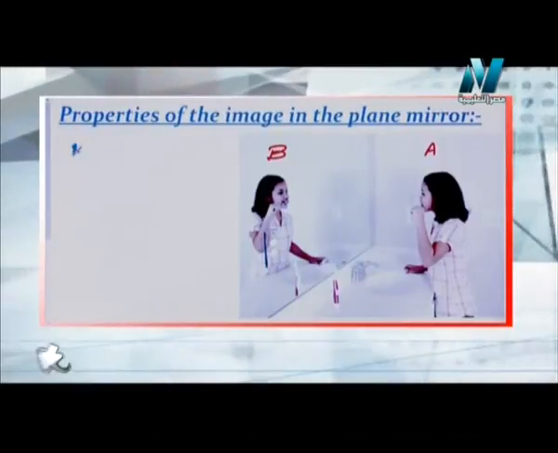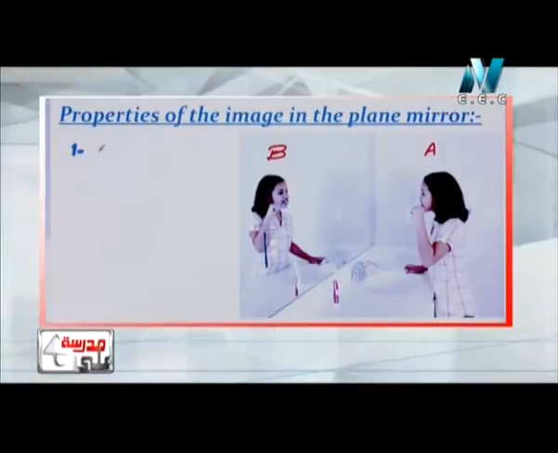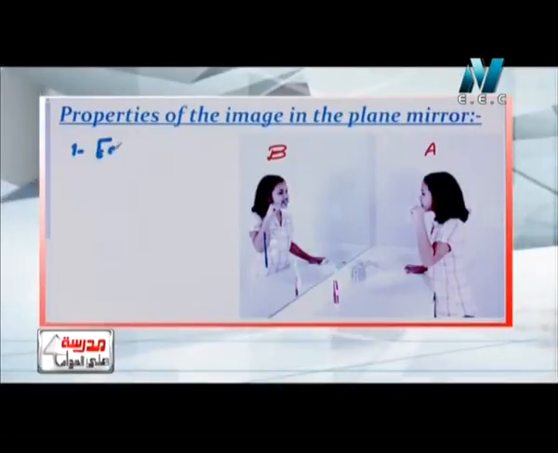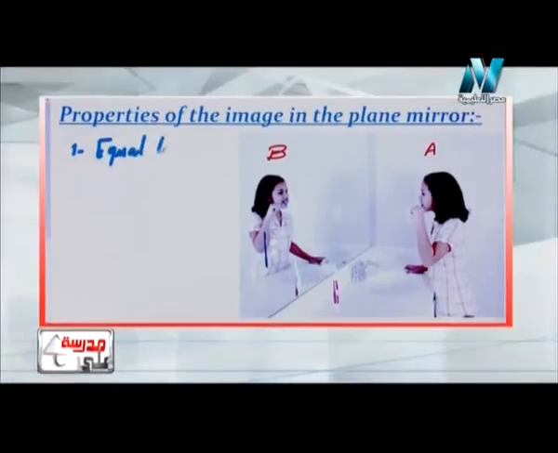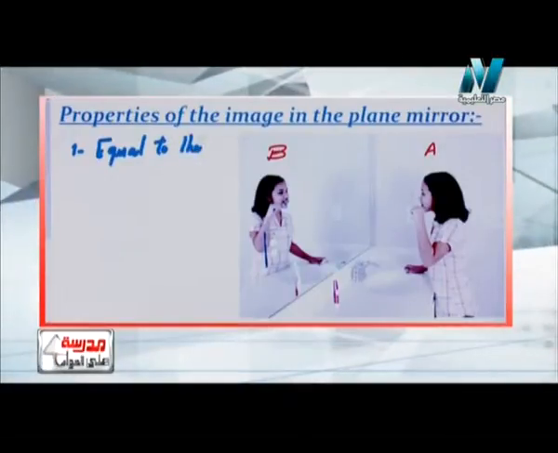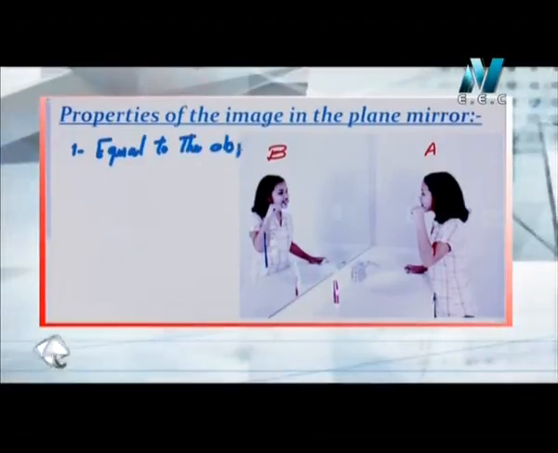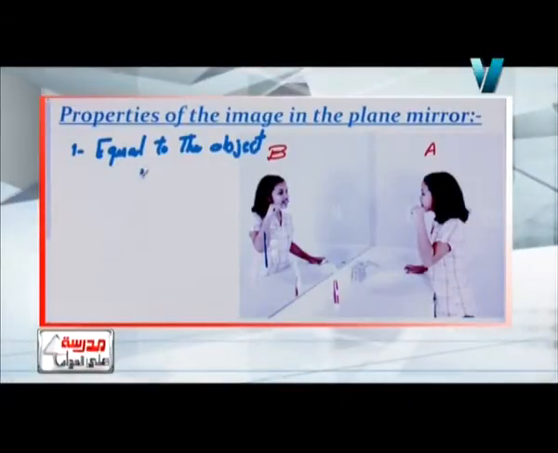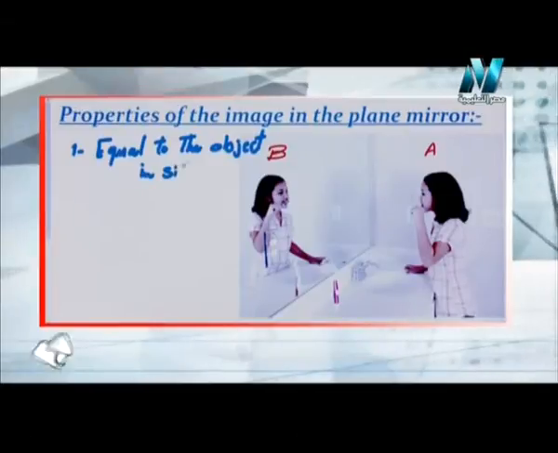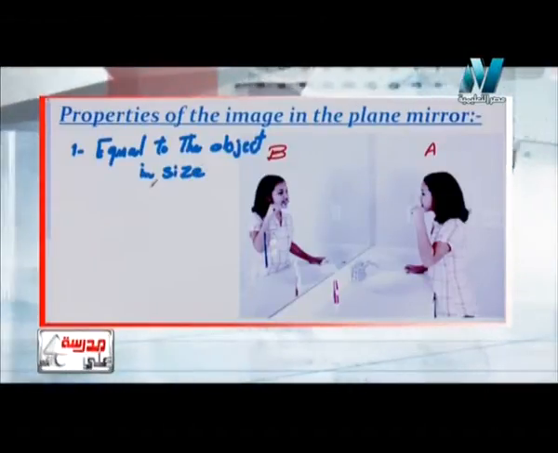Number one: the image is equal to the object. Equal in what? Equal in size, which means the two are the same size.